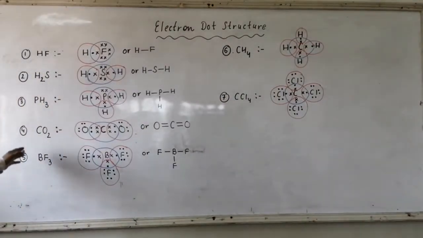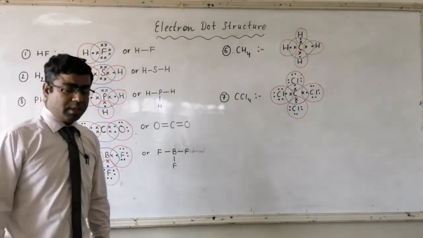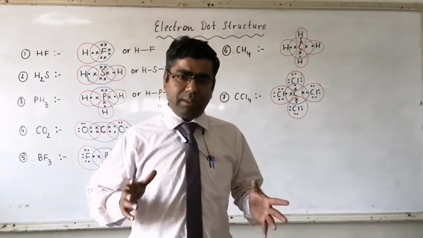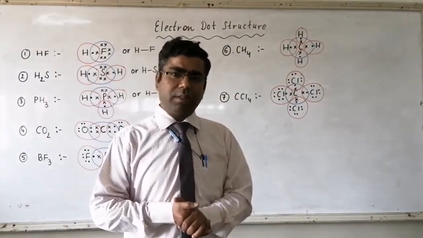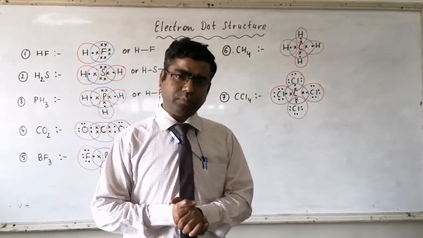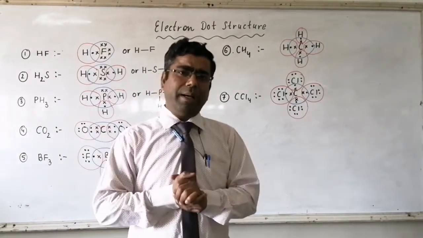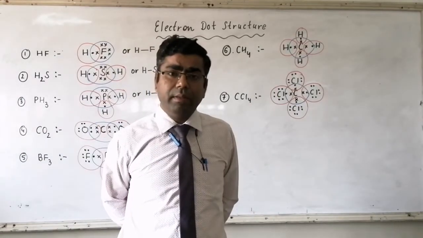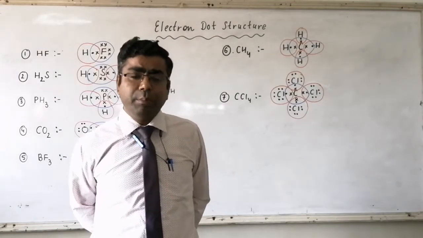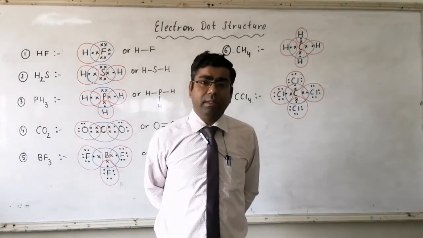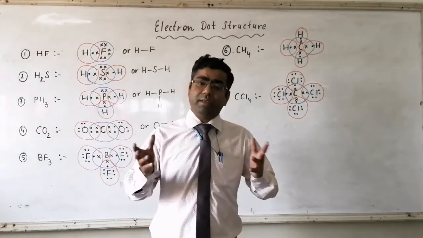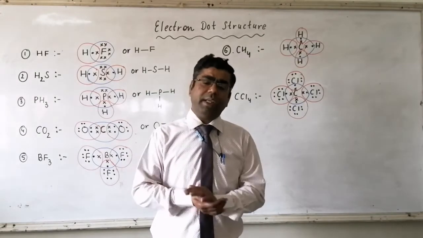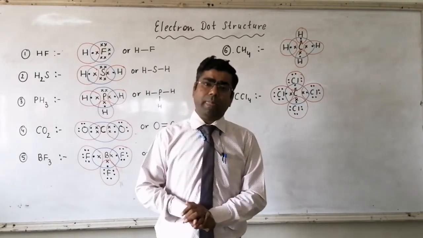Now let us talk about carbon dioxide, CO2. In CO2, carbon forms the central atom while oxygen forms the surrounding atom. Carbon on both sides is surrounded by oxygen. Now oxygen has 6 electrons in the valence shell because its atomic number is 8. We can write the configuration as 2, 6. For the completion of octet, oxygen requires 2 electrons.